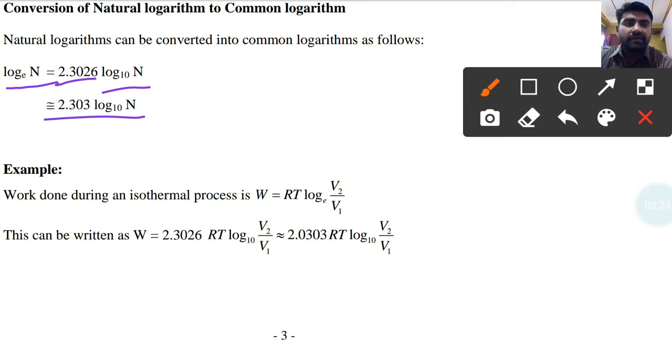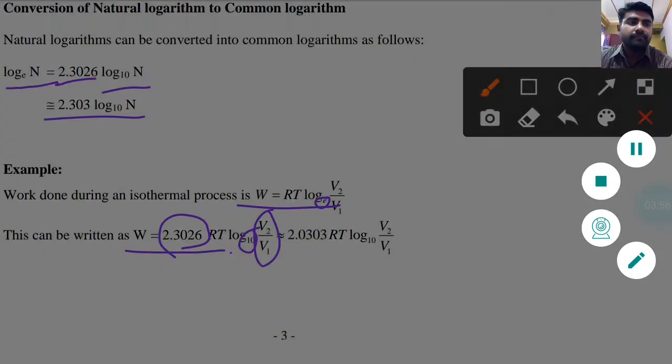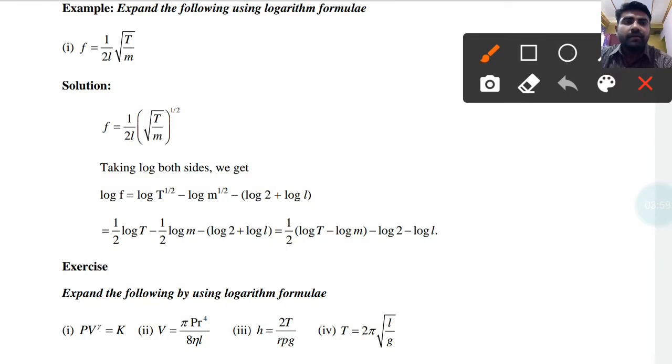Here one example is given. This can be written as w is equal to 2.303 RT log v2 upon v1, now in base 10. So that's the example of conversion of natural logarithm to common logarithm, meaning conversion from base e to base 10. Now an example: expand the following using logarithm formula.